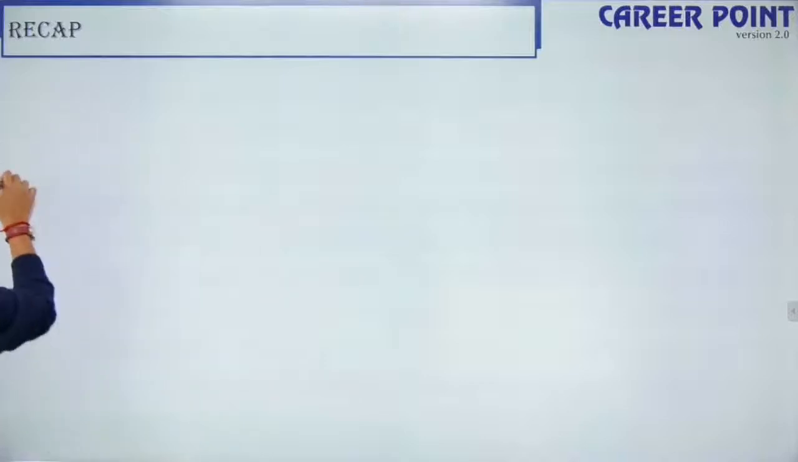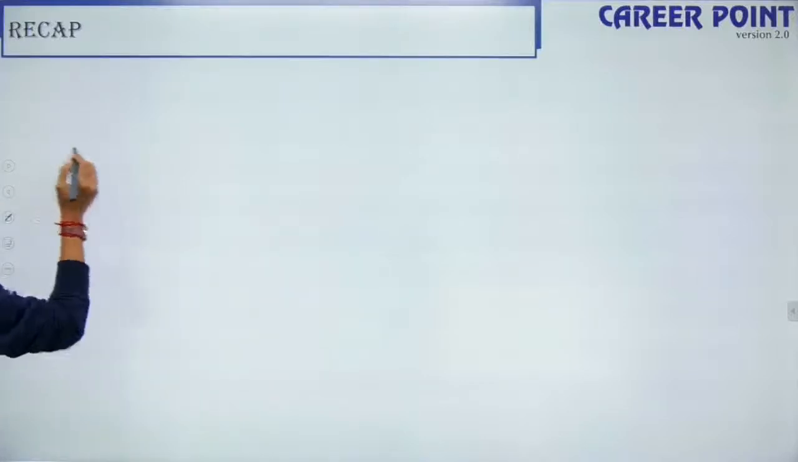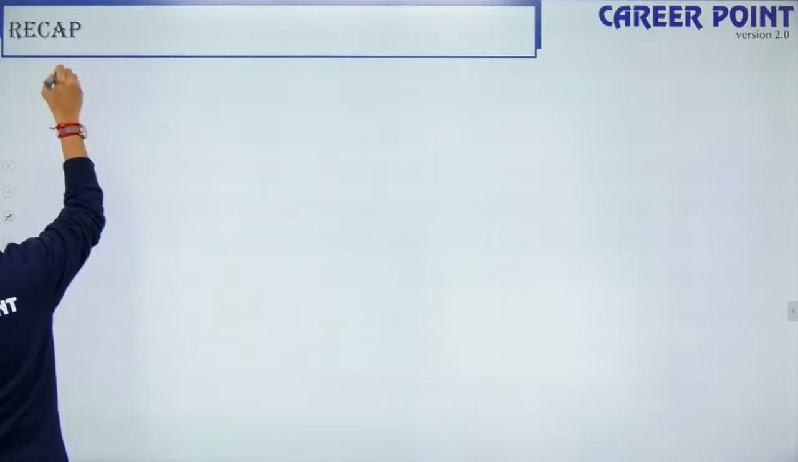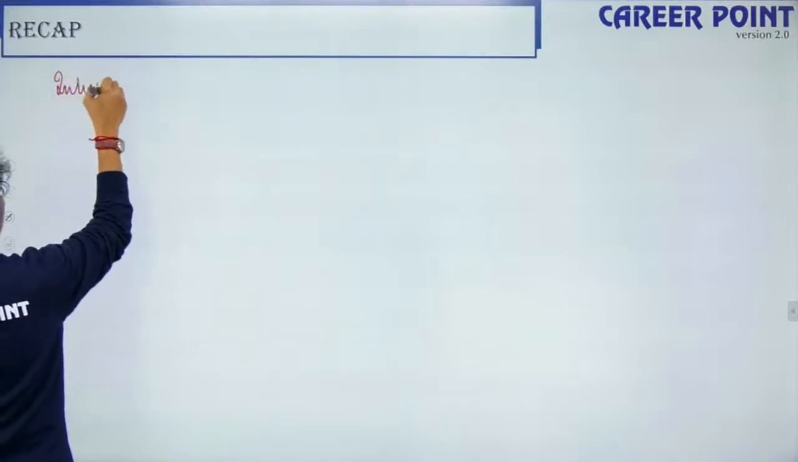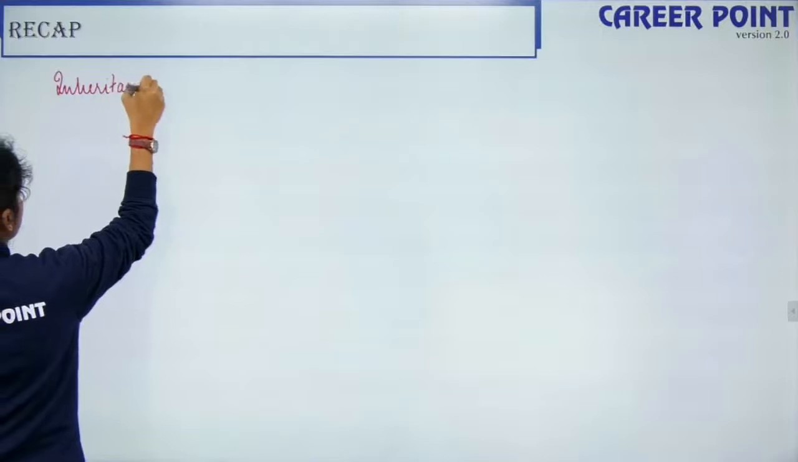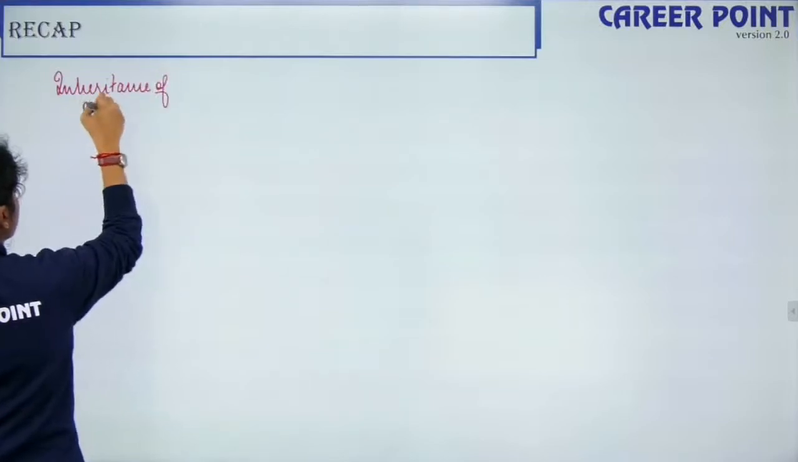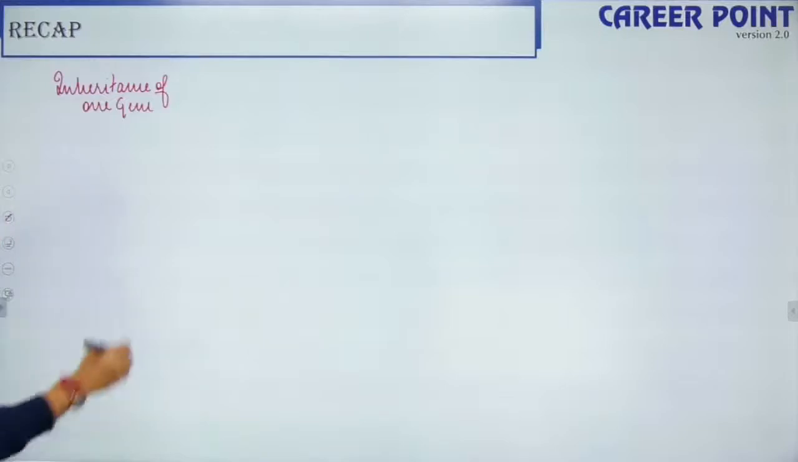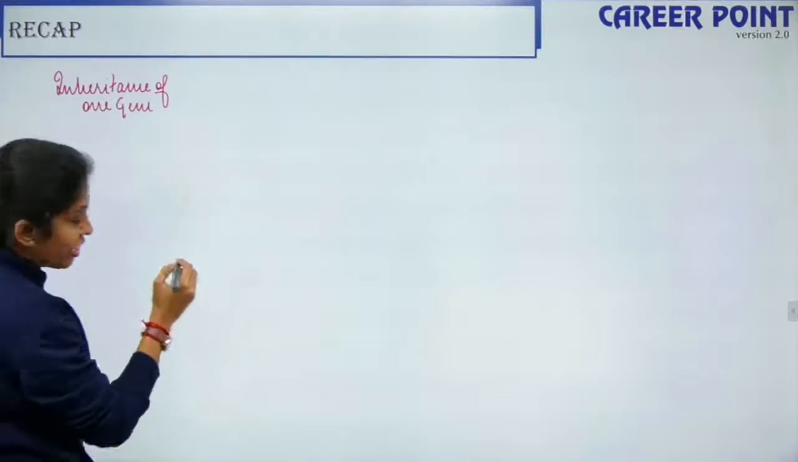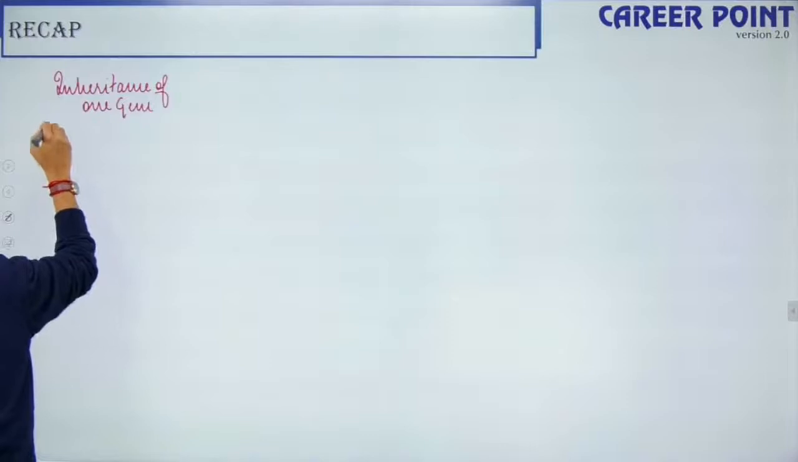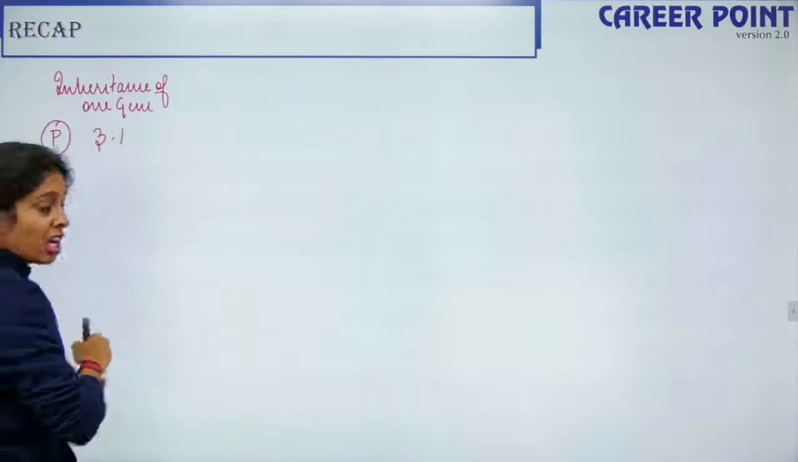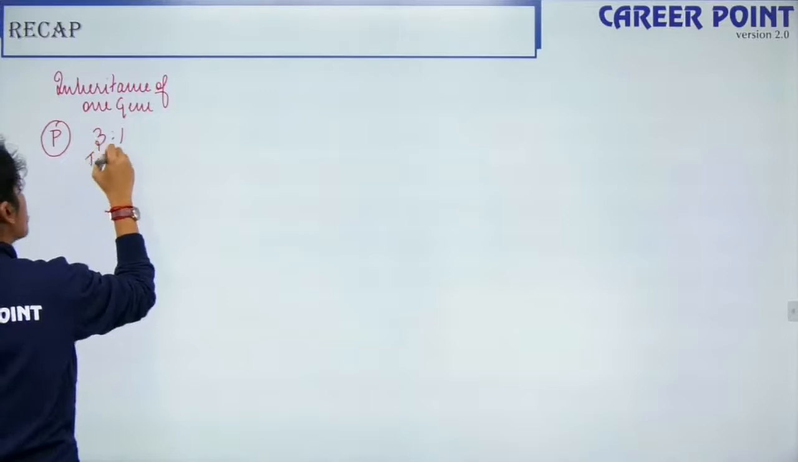Yeah. So I'm giving you a quick recap of whatever I taught so far in genetics. We have been talking about inheritance of one gene. Here you should remember the phenotypic ratio. Here the phenotypic ratio is 3:1, so 3 tall plants and 1 dwarf plant.